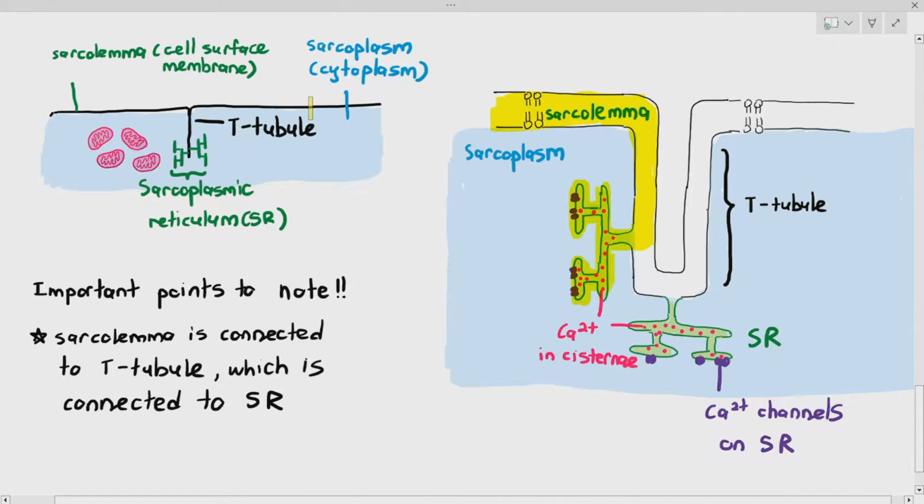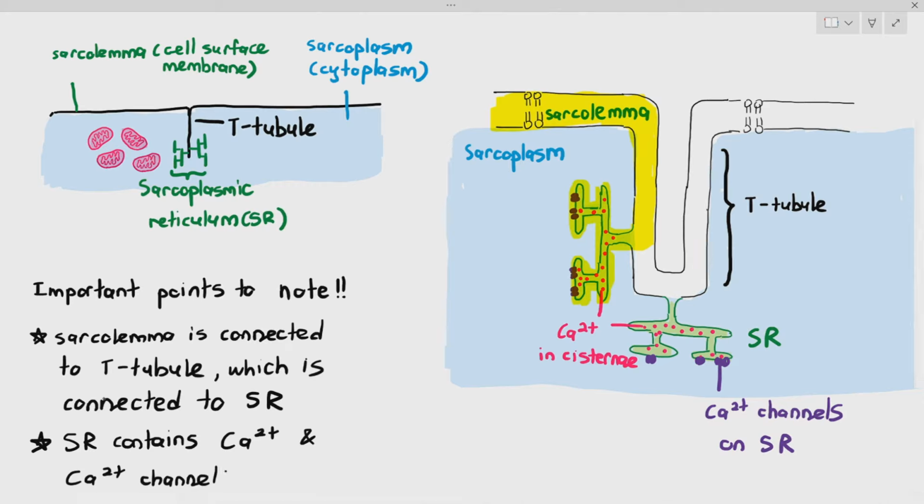The reason why this is important to understand now is because when we study the contraction of the muscles, this part is going to be repeated again. The second important thing I want you to know is that within the sarcoplasmic reticulum, in the cisternae, which is the container, the space within the reticulum, it contains calcium ions, and along the membrane of the sarcoplasmic reticulum, those purple colored bits that you can see there are calcium ion channels. So the sarcoplasmic reticulum contains calcium ions within the cisternae, and it also contains calcium ion channels on its membrane.